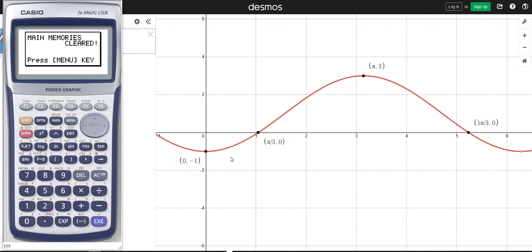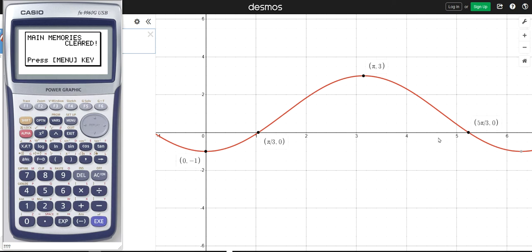All right, so I've got this trigonometric graph, and I can read off the graph four clear points: (0, -1), (pi over 3, 0), (pi, 3), (5 pi over 3, 0). All right, so these are four very clear points on the graph, and I want to find the equation of this graph.